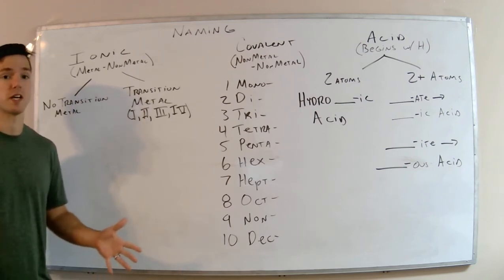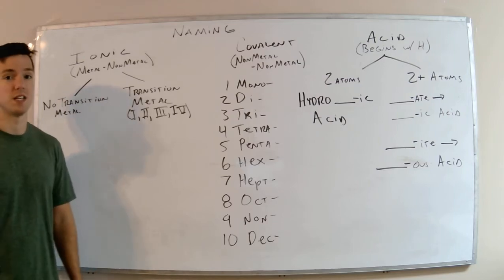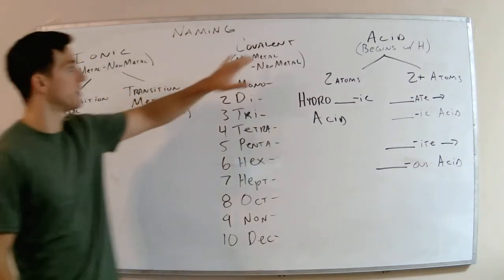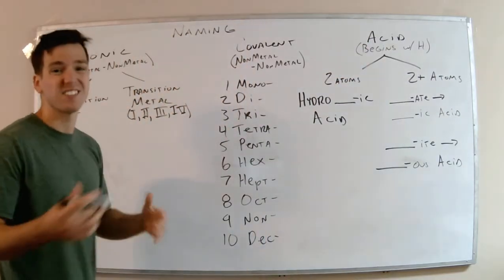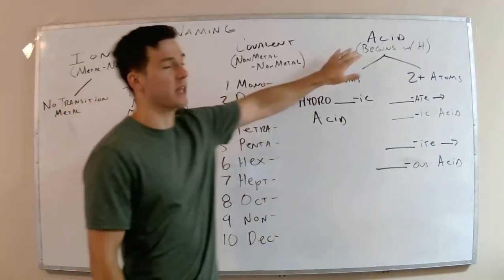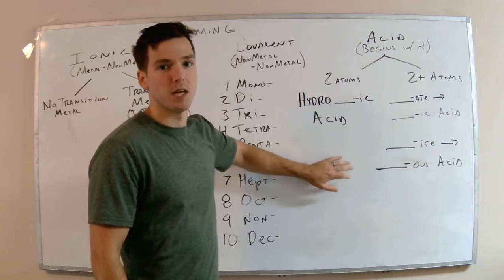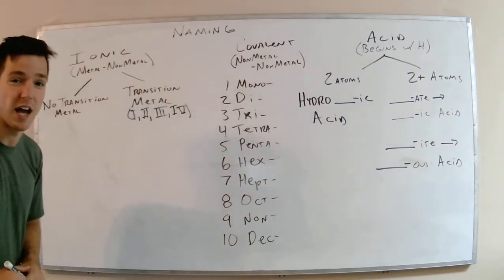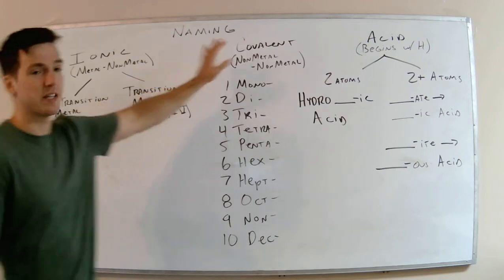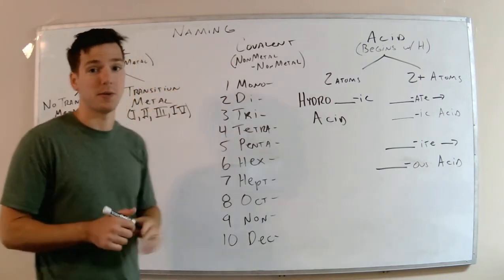Every time you look at a compound, you should be seeing if it is ionic, if it is covalent, or if it is acid, okay? Acids are easy to tell because if it begins with an H, we're going to start naming acids. Ionic is metal, non-metal. Covalent is non-metal, non-metal. Well, how do we know that?